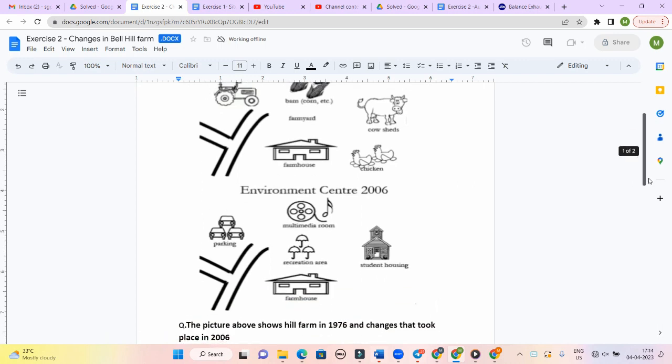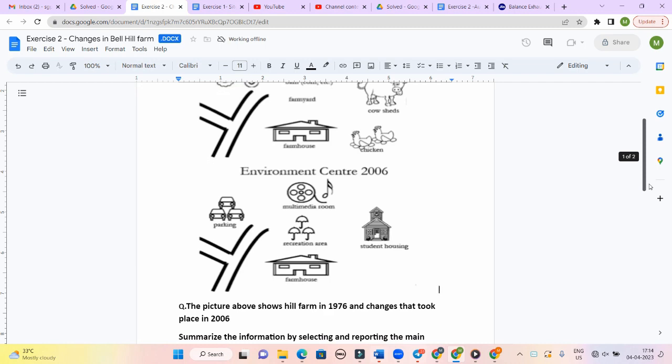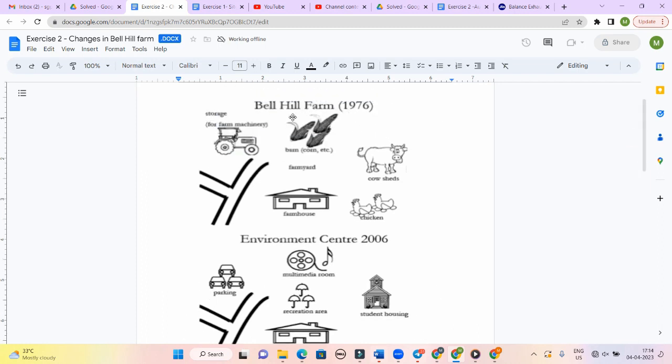So let's understand the question first. The picture above shows Hill Farm in 1976 and the changes that took place in 2006. If you observe the first picture, Bell Hill Farm, there is a storage for farm machinery. Then the next is corn, then cow sheds, chicken, farmhouse, and in the center it is written farmyard. So this has been given in the first picture.